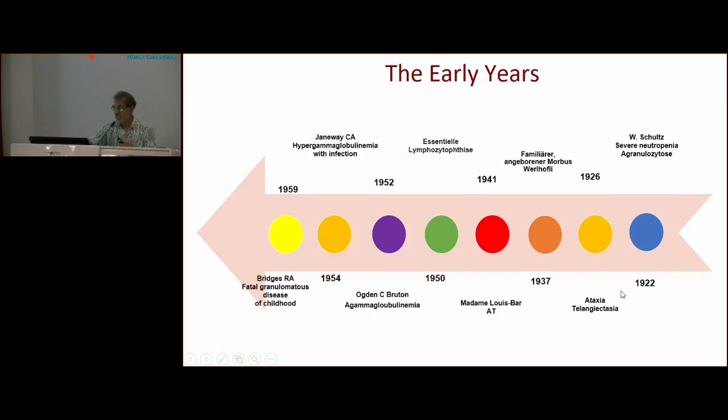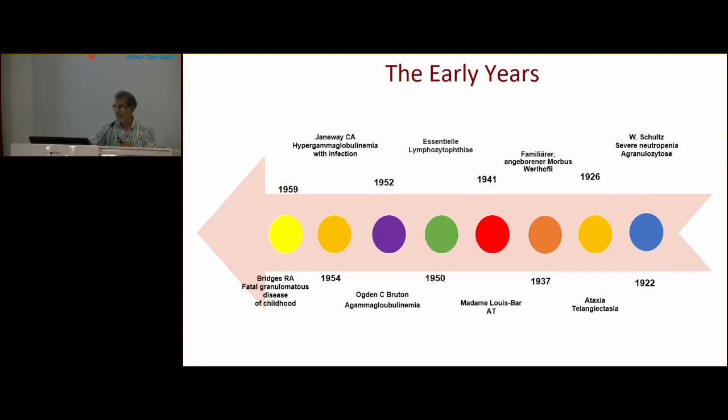Then in 1926, there was a first description of ataxia telangiectasia, where predominantly the telangiectasia and the neurological manifestations were described. Then in 1937, Alfred Wiskott, who was also German, described a familial form of thrombocytopenia in two families with young boys who presented with thrombocytopenia.